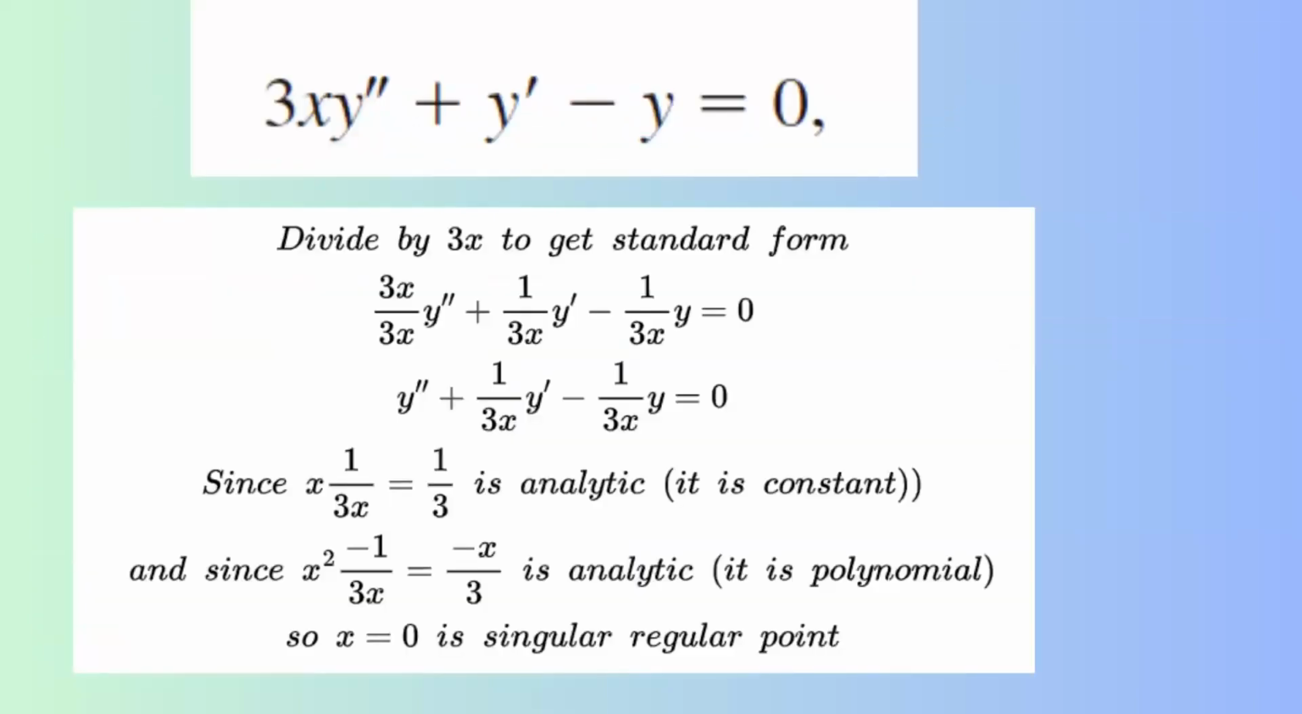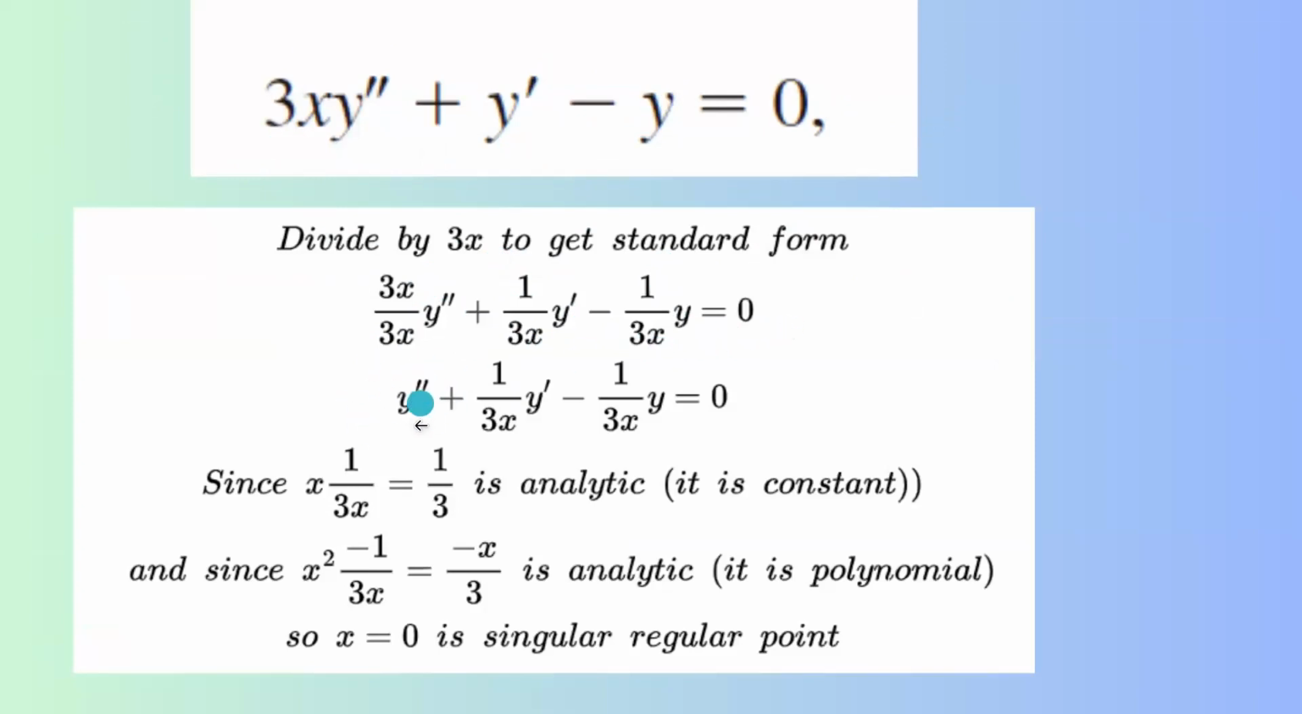Take a look at this differential equation: 3x y'' + y' - y = 0. First, write it in standard form. It means that we divide by 3x. So 3x divided by 3x, the second derivative of y, plus 1 divided by 3x y prime minus 1 divided by 3x y equal to 0.